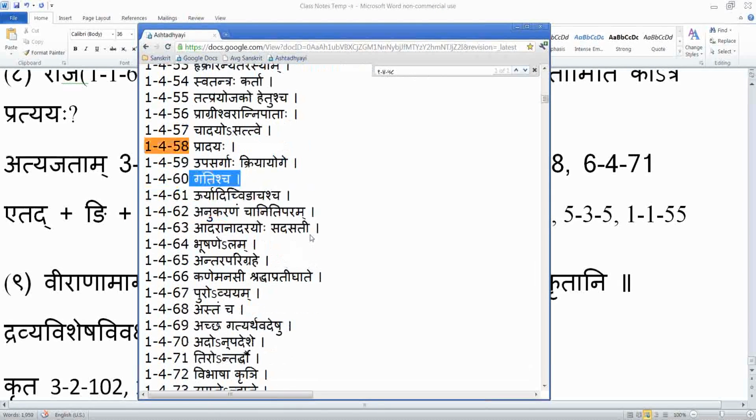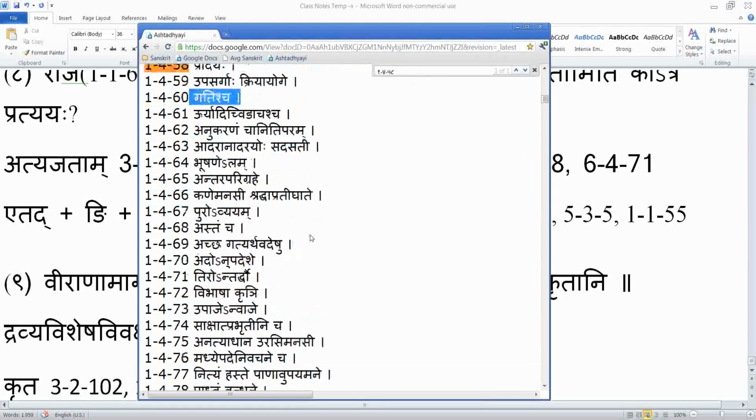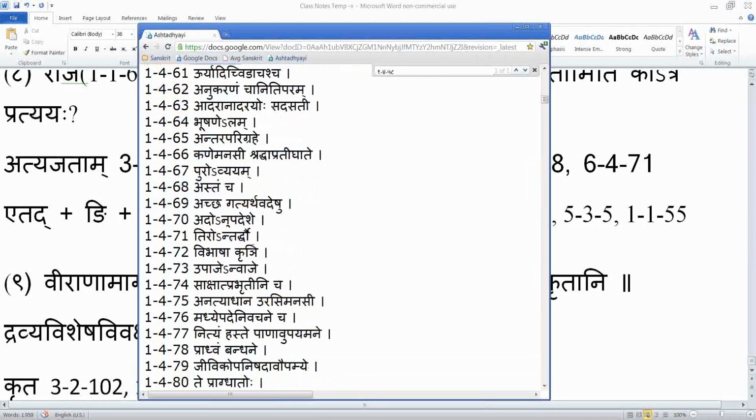And one of them is this alam. Alam is one of them. If you look at here, somewhere alam will be there. Alam, bhushane alam. So alam, because alam has many meanings. Alam doesn't mean enough. Stop with that, you know. Alam can mean capable. But here, bhushane alam, to decorate.